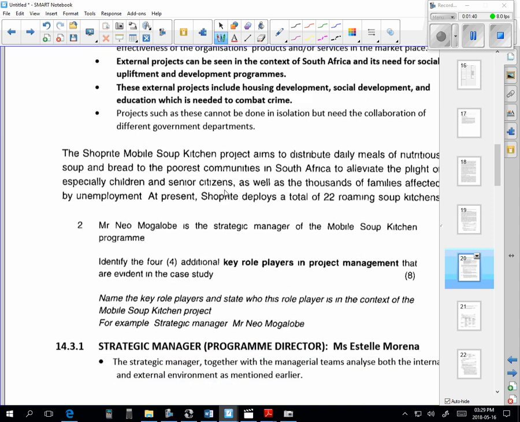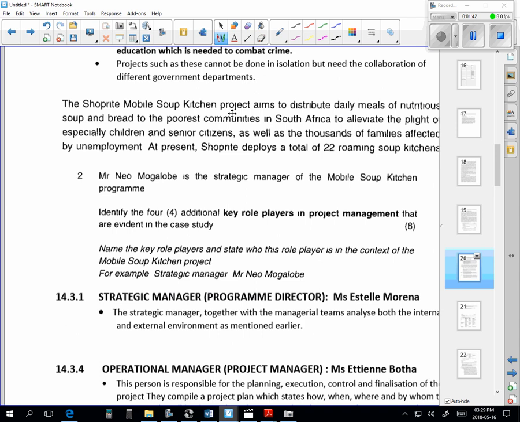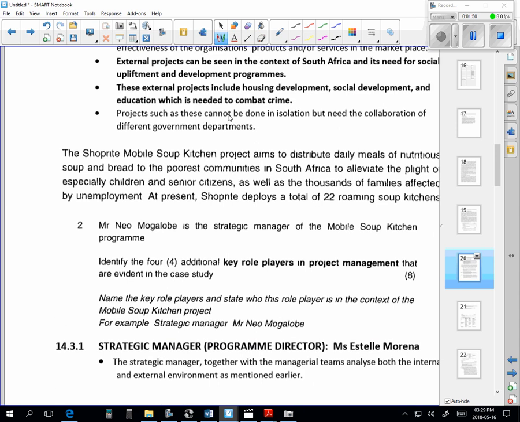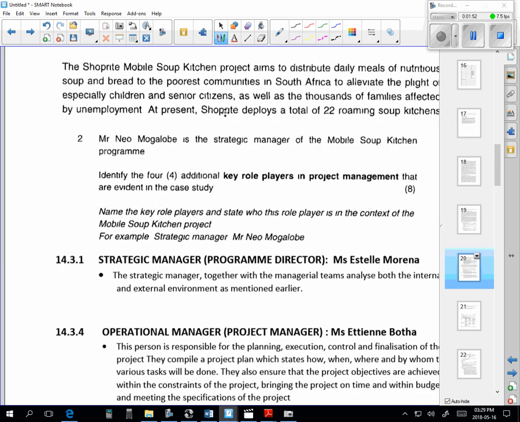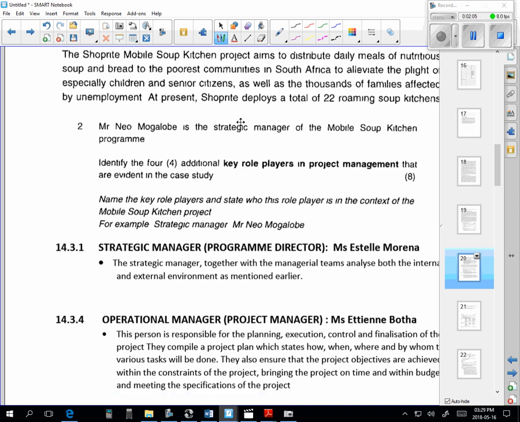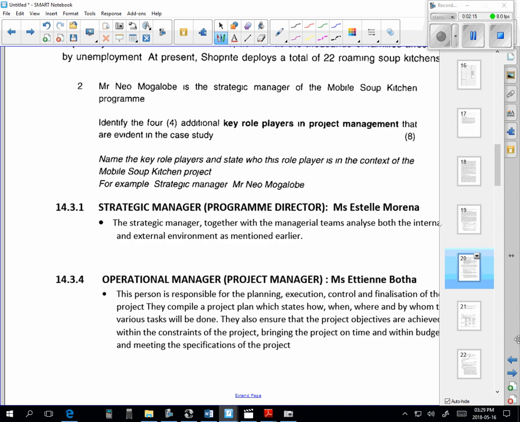All right, your question number 2 was asking, I think I've just cut and pasted this one. But who's Mr. Neo? He's the strategic manager of the Mobile Soup Kitchen program. Identify the 4 additional key role players in project management that are evident in the case study. So you need to know your shaper, you need to know your monitor, you need to know your team worker. Please go and have a look there. I've answered them, but I wanted to do this before we go into the case study.